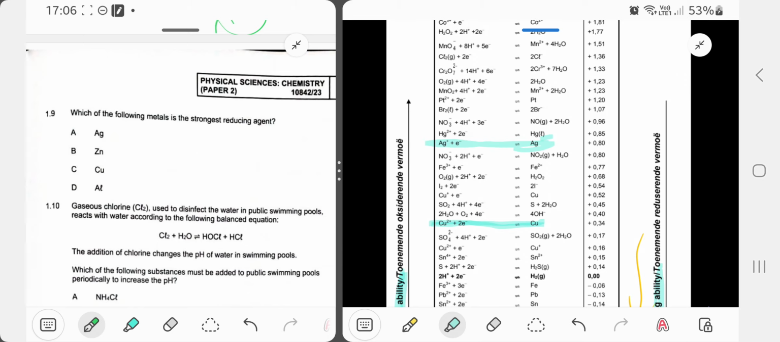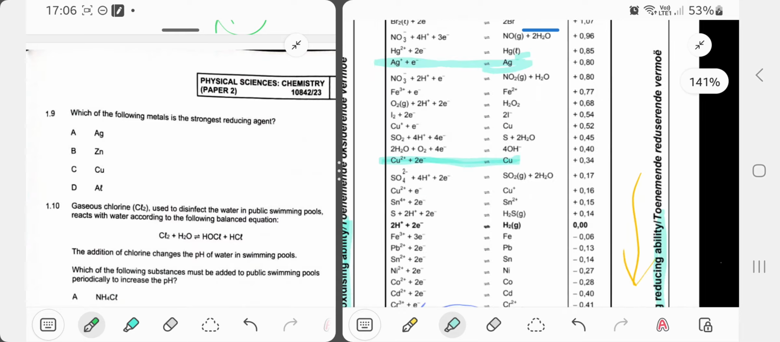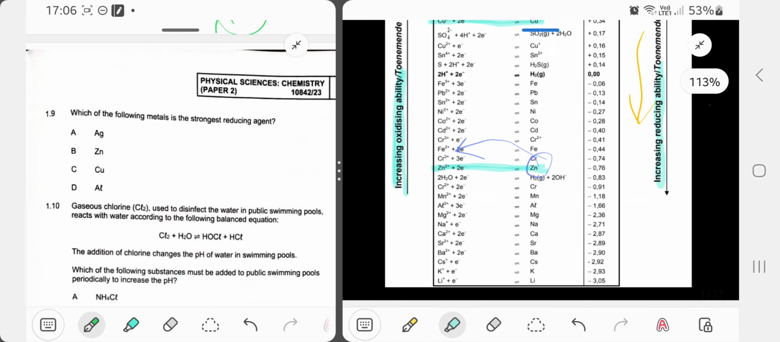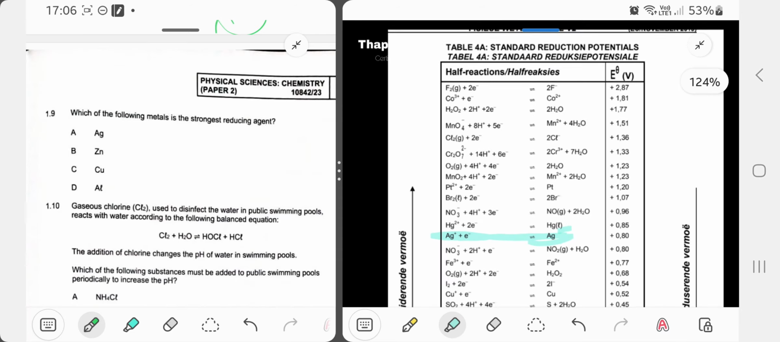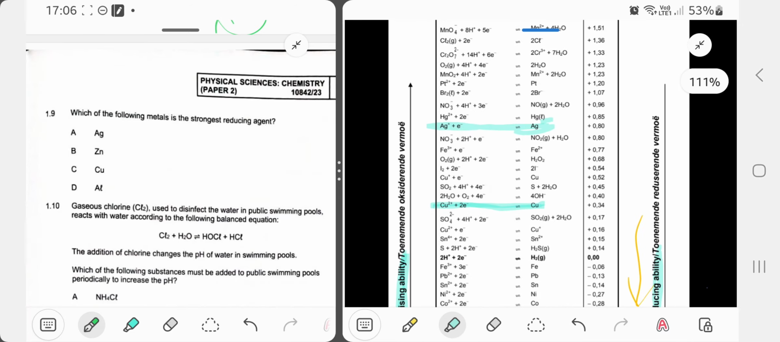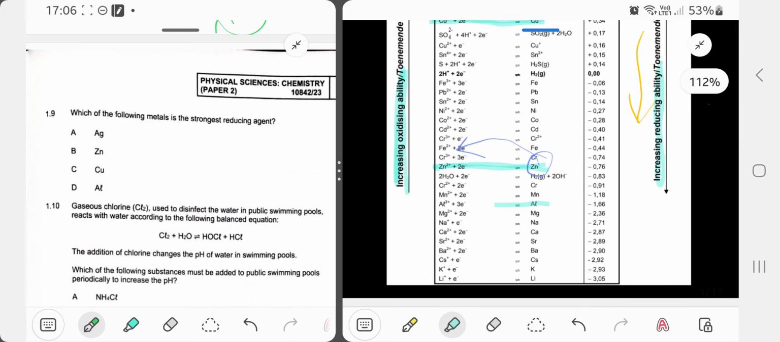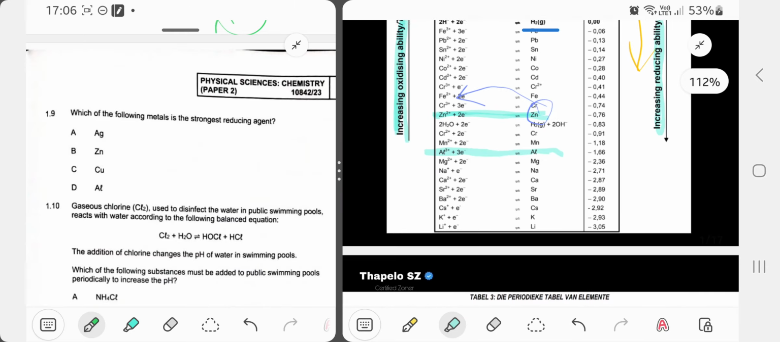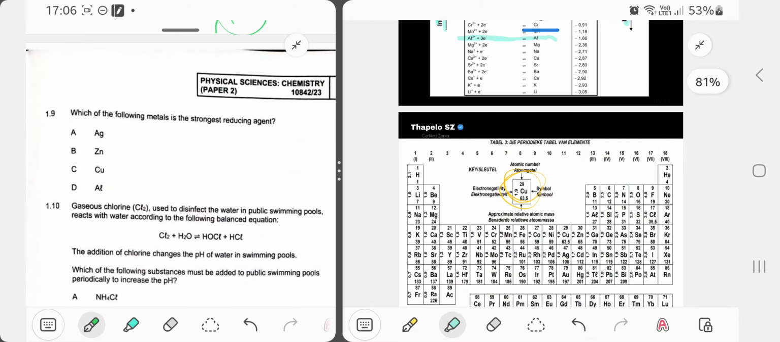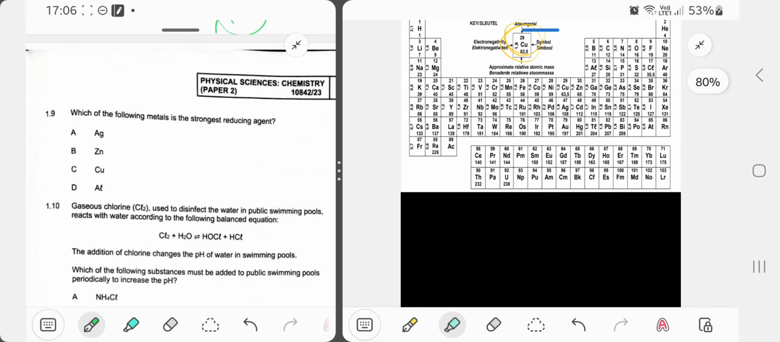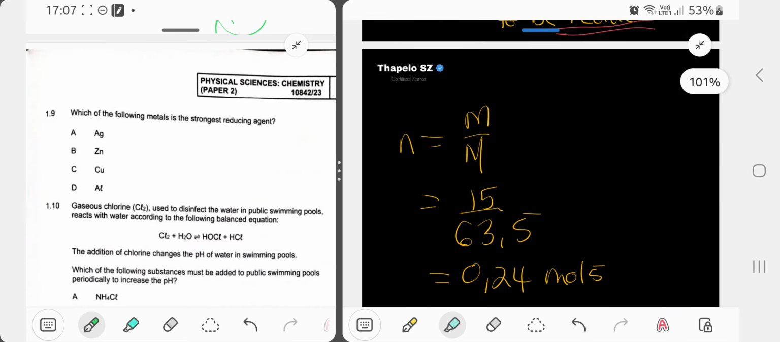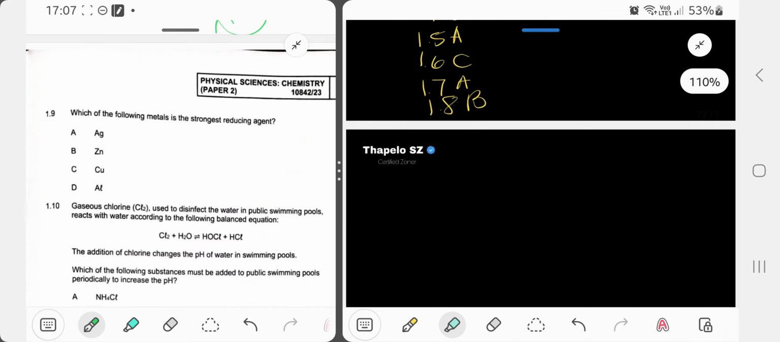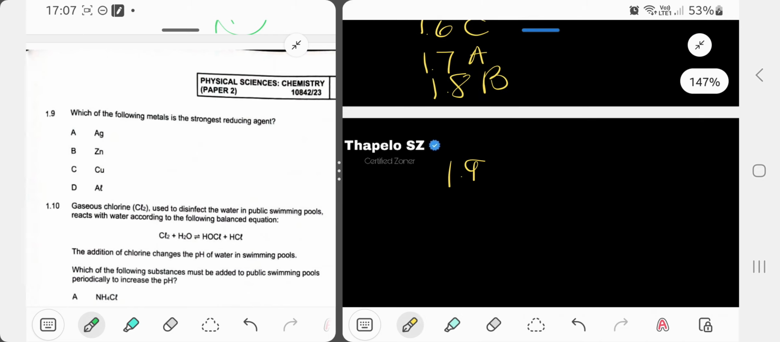Okay, and then we have Al, aluminium. Yeah, it is, right? So this is the one. So now they're asking which one has the strongest reducing agent. Remember, this arrow told us which one is about increasing reducing ability. So the one that is at the bottom is the one with the strongest reducing ability, which is obviously the Al. Okay, so let's move on. So 1.9, we have Al, which is option D.